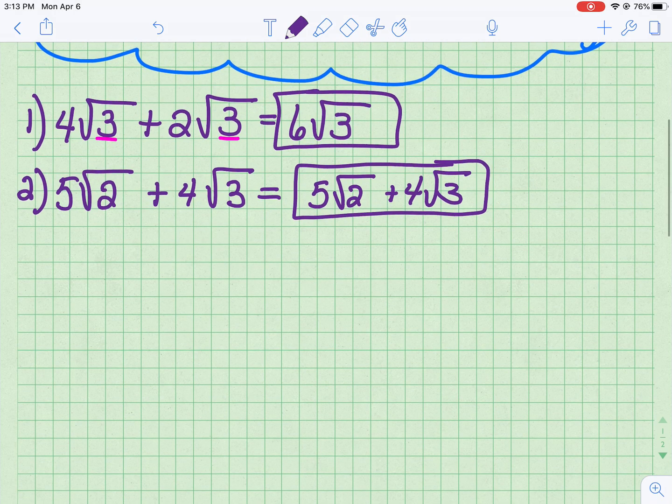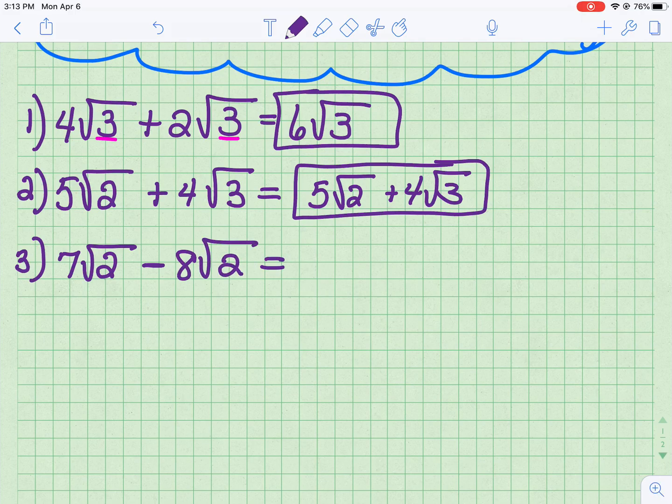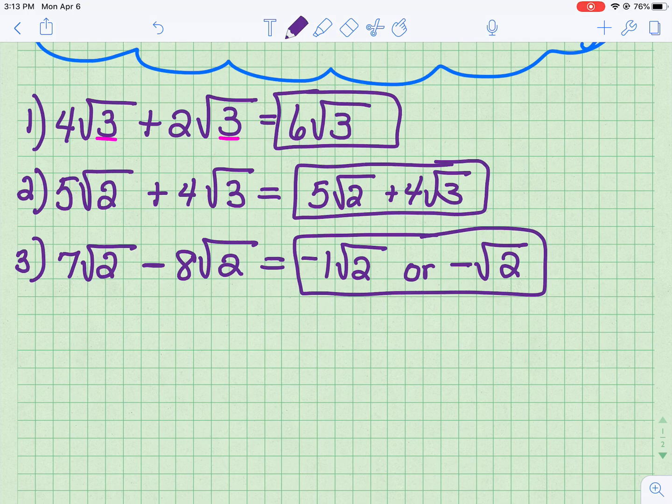Okay, so let's look at number 3. If we have 7 root 2, and we're going to take away 8 root 2, the root 2 is the same in both, so really what we're doing is 7 minus 8, which is negative 1 root 2. Or if you want to be fancy, you could just put negative root 2. And that would be the answer for number 3, simplified.